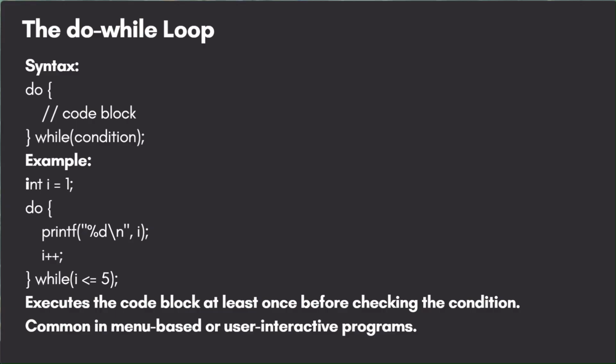Now, why do we use do while loop instead of while loop? The key difference is the do while loop always executes the block of code at least once, even if the condition is false. And it's always used in menu driven programs.